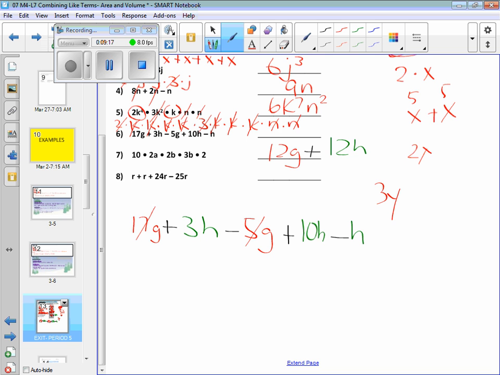Okay? They're separate. You can't make them together. You can't make it 24gh. Apples and oranges. When you add and subtract 2 different variables you have to separate them. You make apple oranges. We don't want apple oranges. Okay?